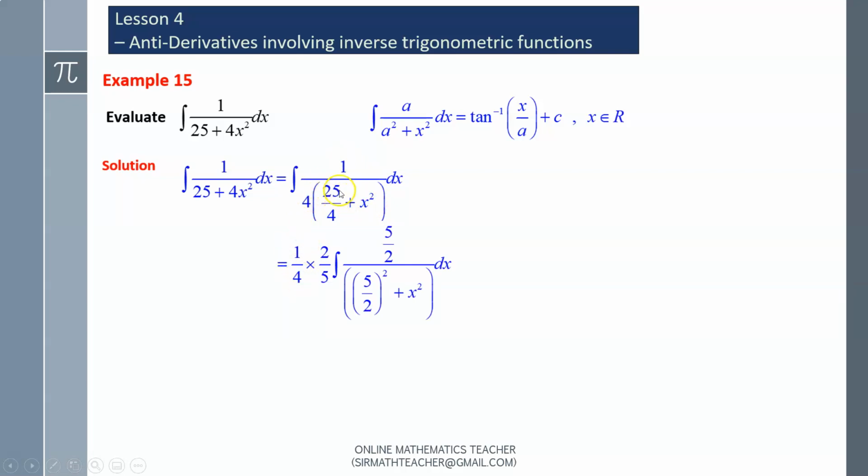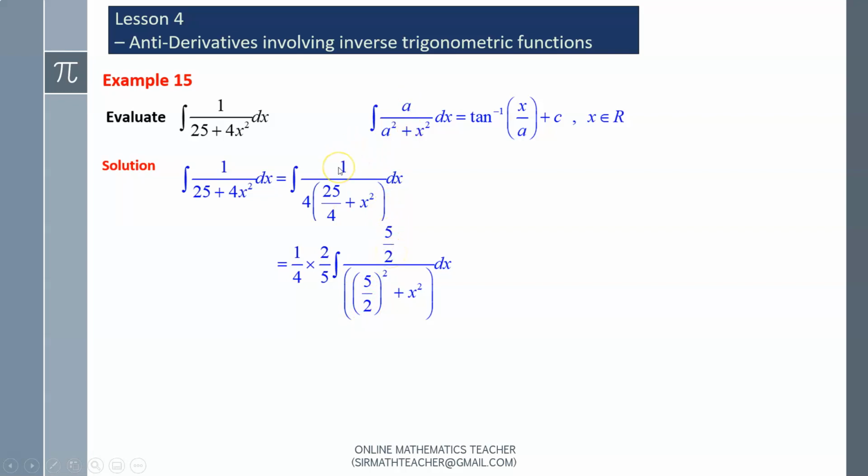Now, two things have happened in this line. 25 on 4 is now 5 on 2 squared. That way I can create this a squared. Now my a value is 5 on 2. I have to have an a in the numerator. So let's make that 5 on 2.